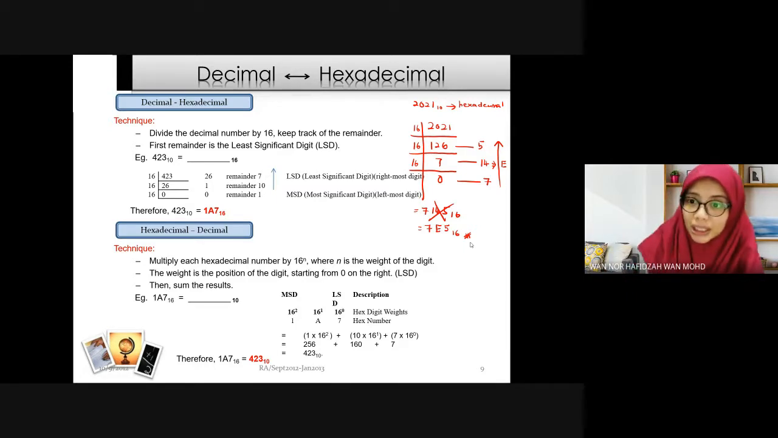Like the example here, everything is correct, but then your final answer is wrong. So you will get half mark. But do you want half mark? No, of course not. We want full mark. So please bear in mind for hexadecimal, if you have any hexadecimal number more than 9, meaning from 10 to 15, you must convert into A until F. Okay, please remember that. Do you have any question for this?